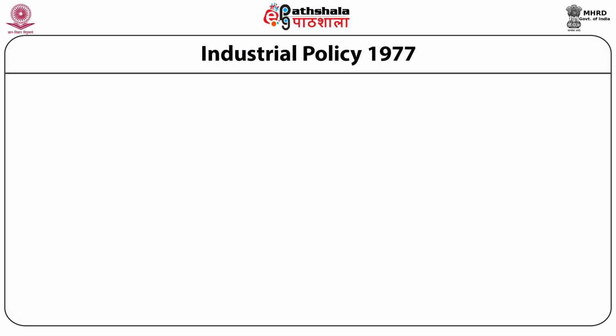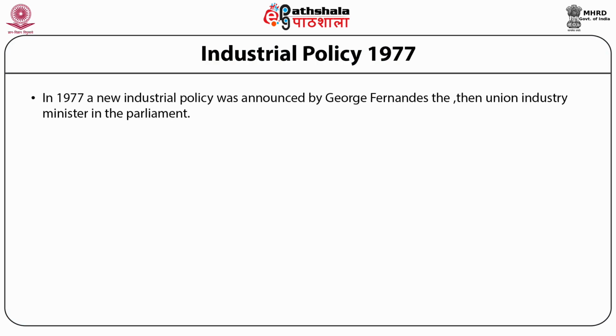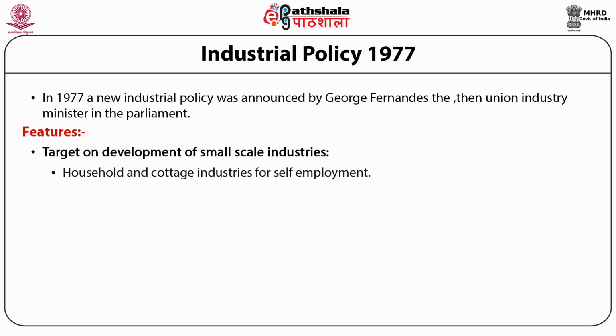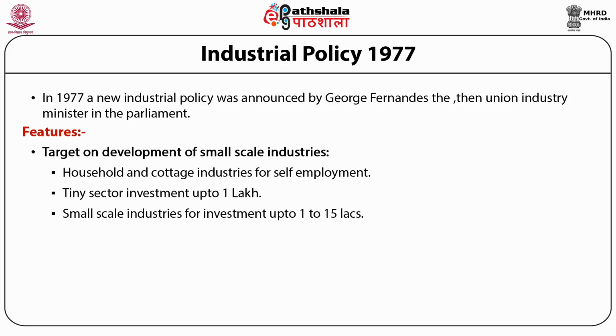Industrial Policy 1977. In the year 1977, a new industrial policy was announced by George Fernandez, the then Union Minister, in the Parliament. The major features were the target on development of small-scale industries, that is the household and cottage industries for self-employment. Tiny sector investment was up to 1 lakh. Small-scale industries were set up with an investment from 1 to 15 lakhs.